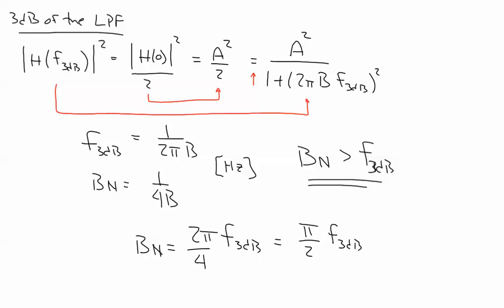That's a pretty handy relationship to know. Noise equivalent bandwidth for a low-pass filter is pi over 2 times the 3 dB frequency. I don't have to go through and calculate noise equivalent bandwidth. A lot of times I'll know the 3 dB bandwidth of a low-pass filter. If I know it, multiply that times pi over 2, and I get the noise equivalent bandwidth.